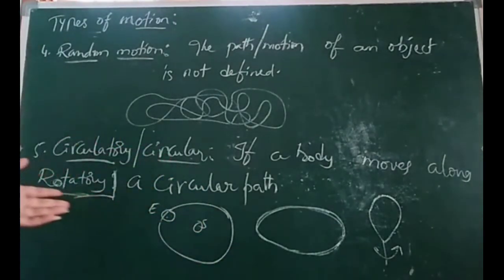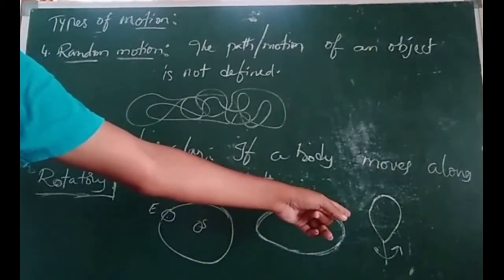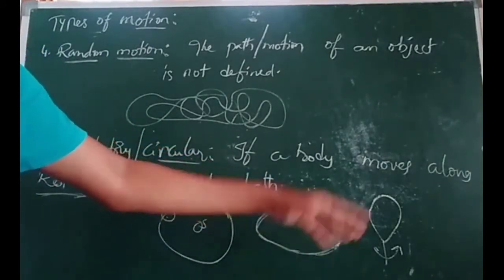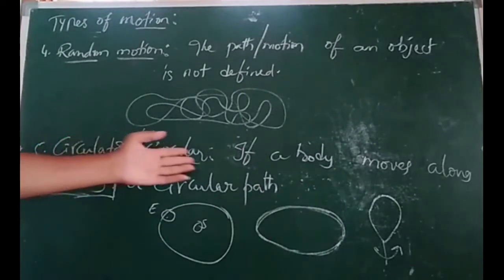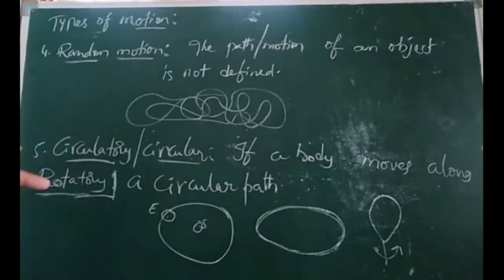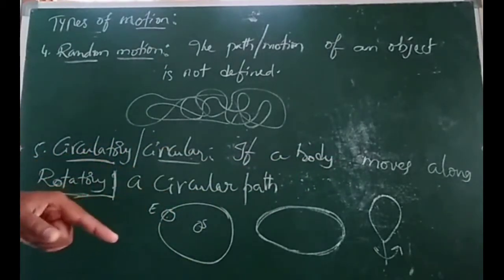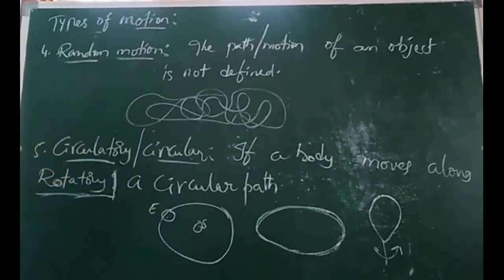Rotatory motion should have a fixed point. Based upon the fixed point, it rotates. Examples: blades of a fan, hands of a clock, or spinning of a top, etc. Whereas for circulatory motion, if a body moves along a circular path, there should be a circular path, and the body should move along that circular path. It should not rotate, it revolves. We can say that revolving is different from rotation.